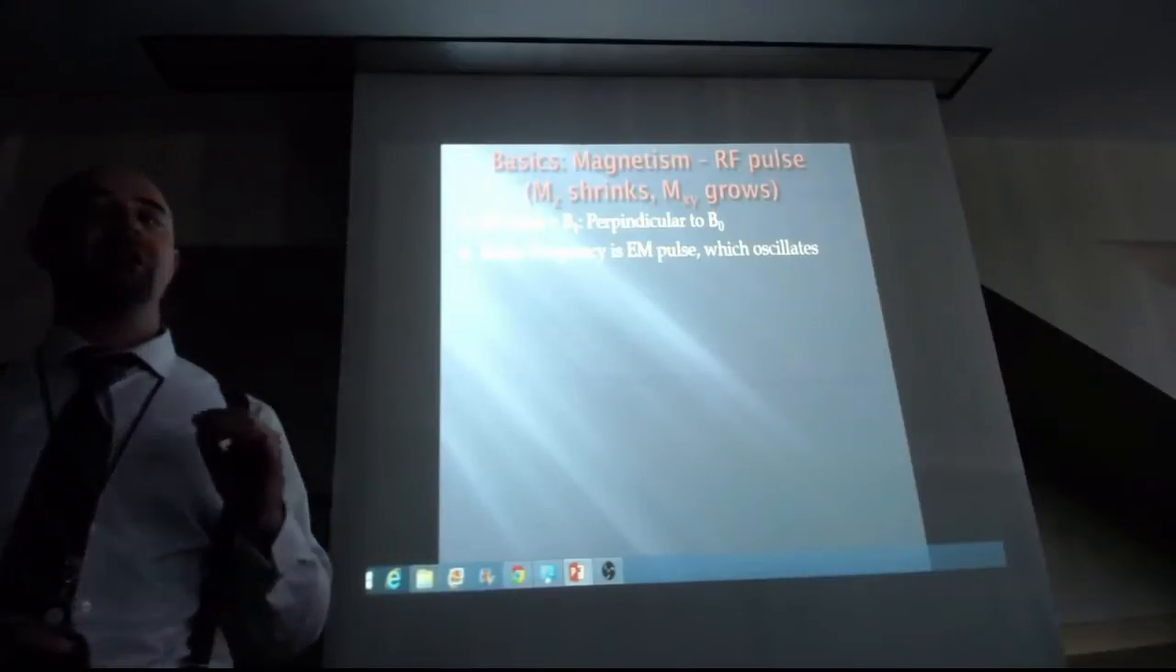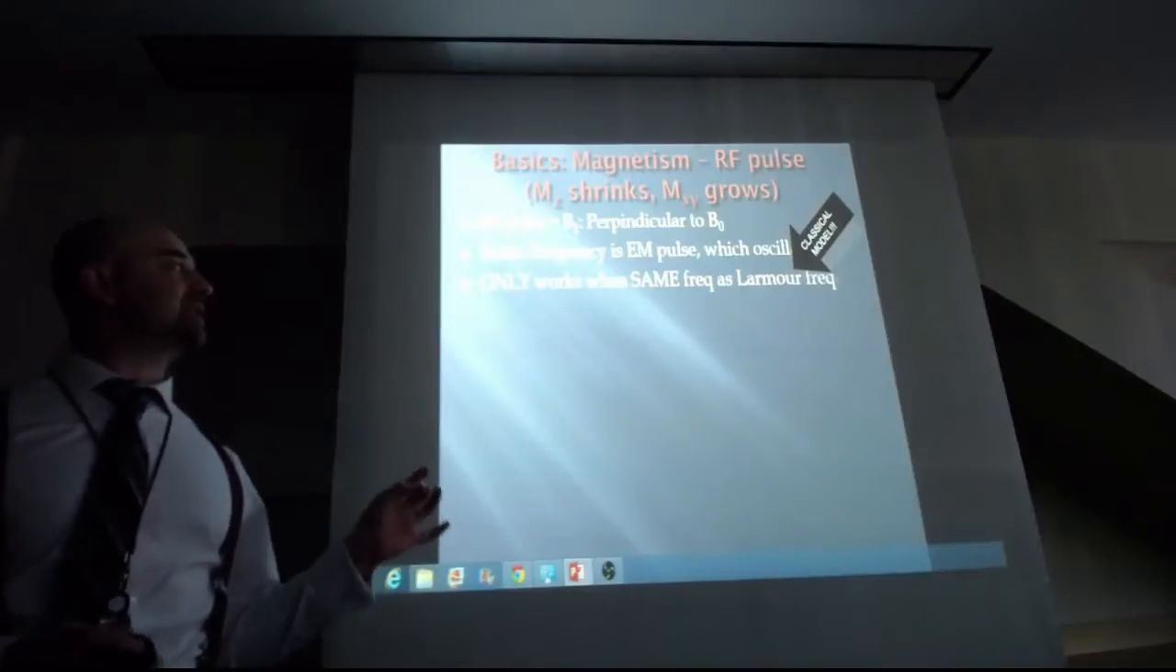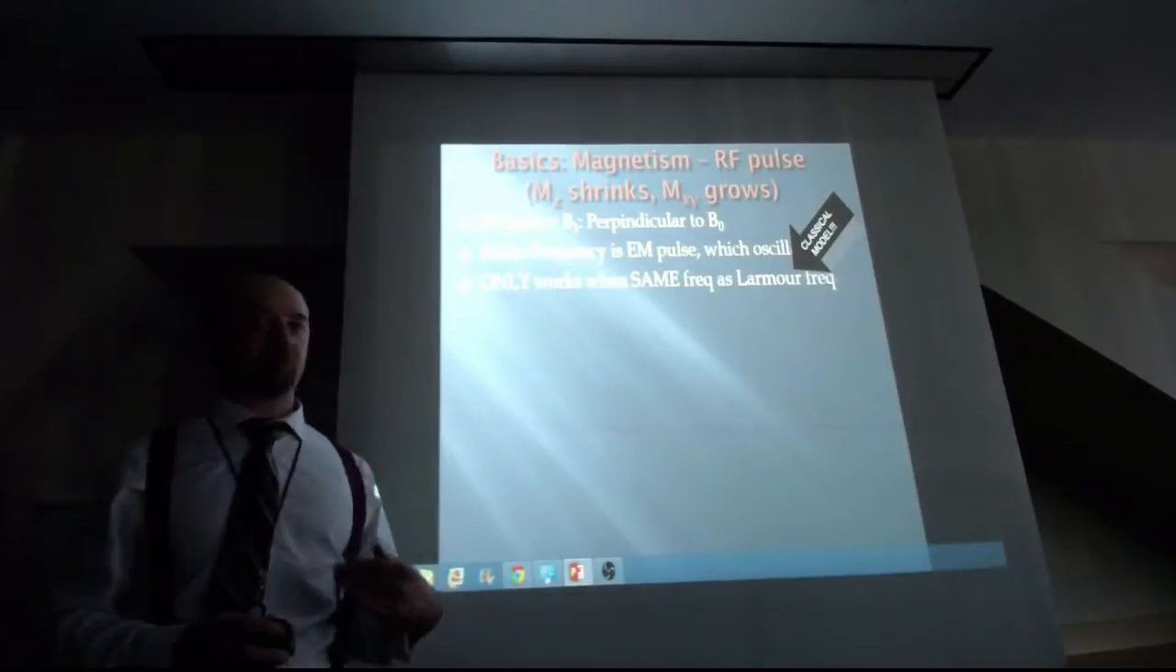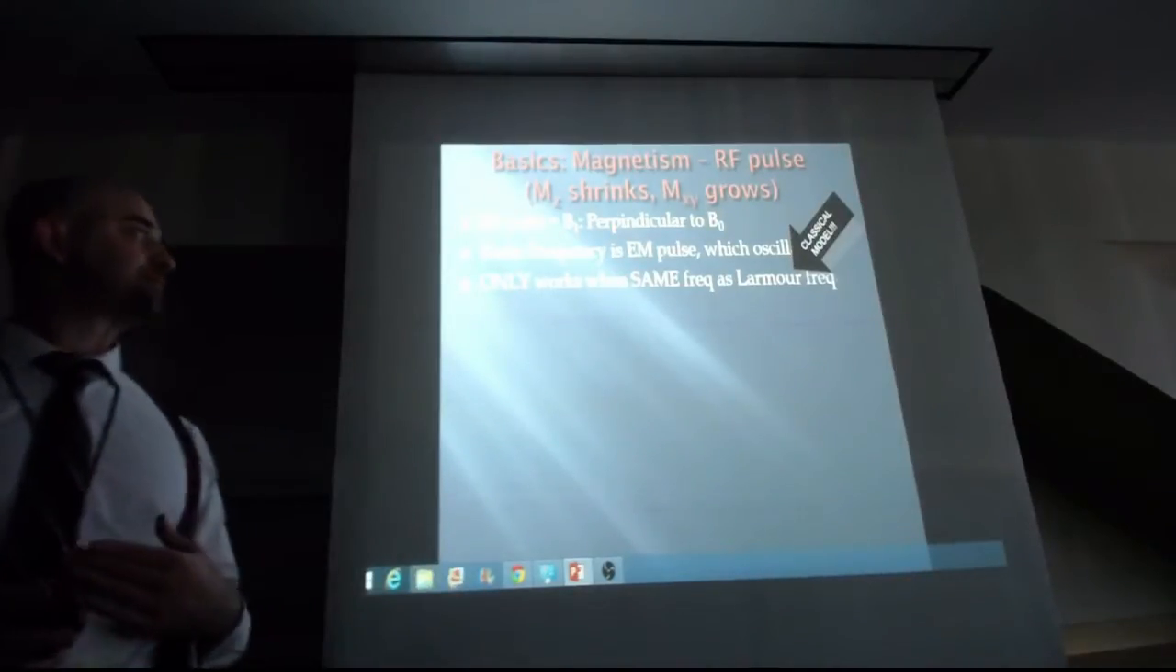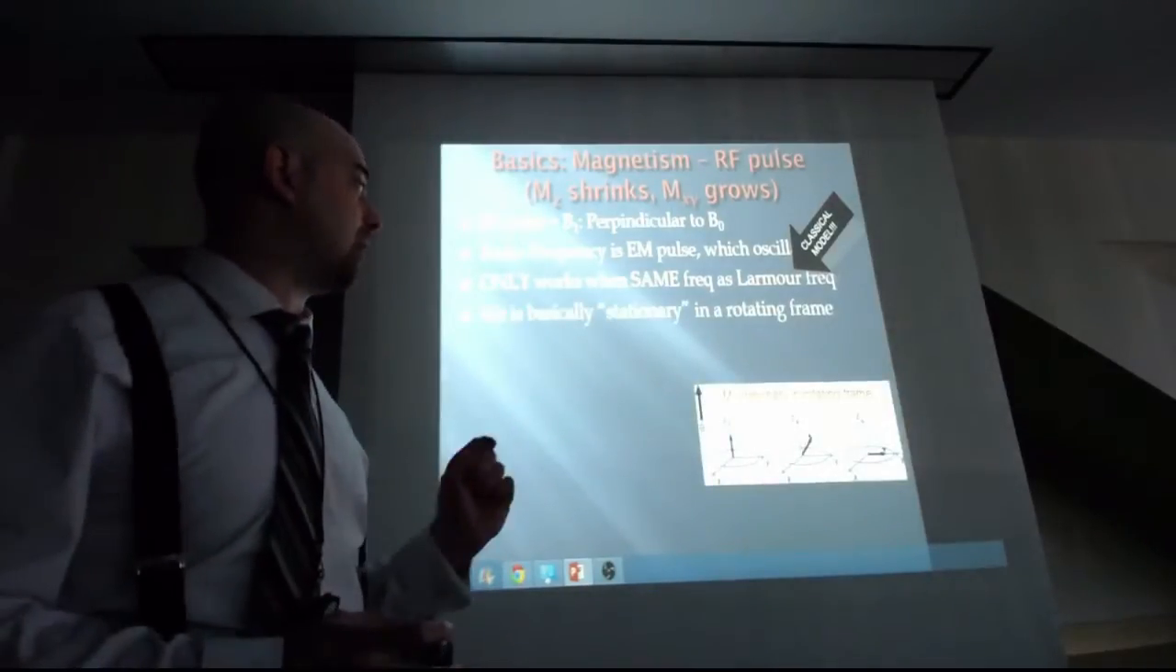I have a hard time picturing this, because you can't use either the model or theory picture. So for the RF pulse, we call the RF pulse also B1. That's the RF pulse. Same thing. Now, the best way to think about it is as a radio frequency, an electromagnetic pulse in the radio frequency range. And it only works when it's the same as the Larmor frequency.